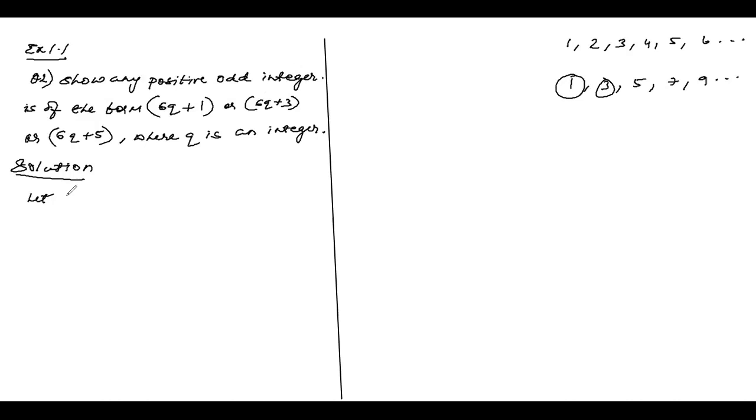So let the positive odd integer be a. Got it? Now one thing, children, मतलब a हो गया. Now use इन लोग पे क्या बोला बेटा? We have to use what? Euclid's lemma. Euclid's lemma says a is equal to bq plus r, where a is the dividend, b is the divisor, q is the quotient, r is the remainder. I have to use this.